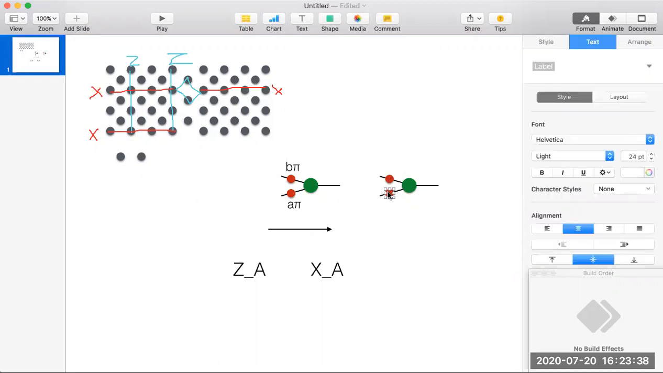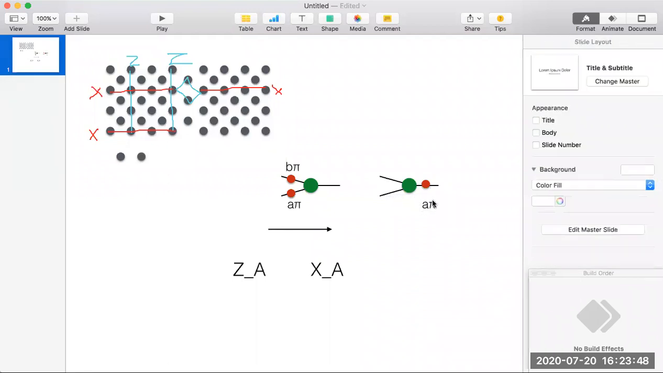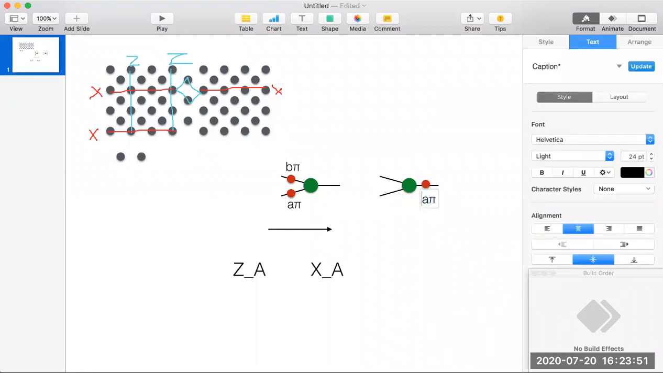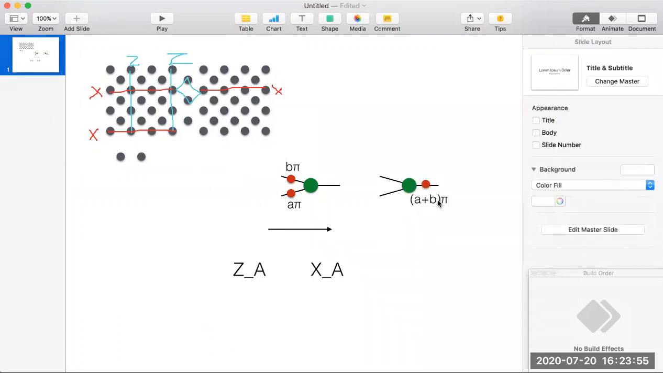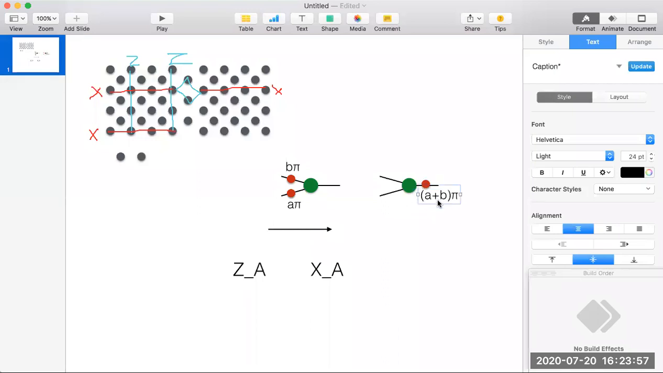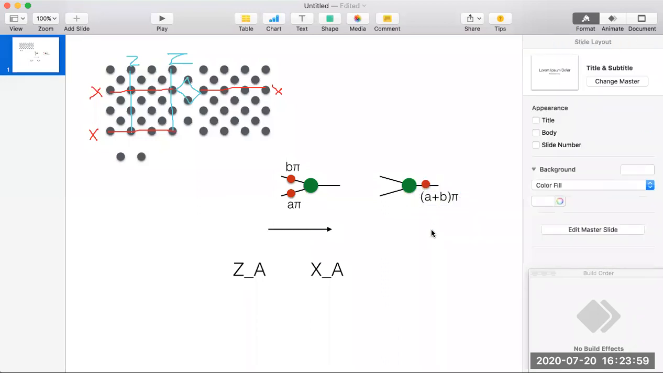what you'll have as a result is something depending on the products of the phases, or sorry, the product of the signs, which corresponds to a sum of the phases. And that you get A plus B pi out.